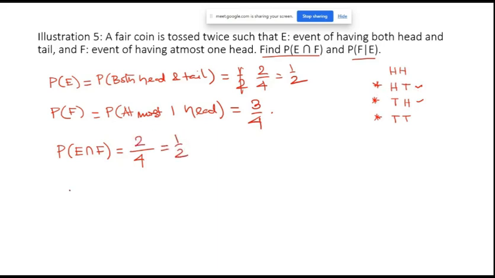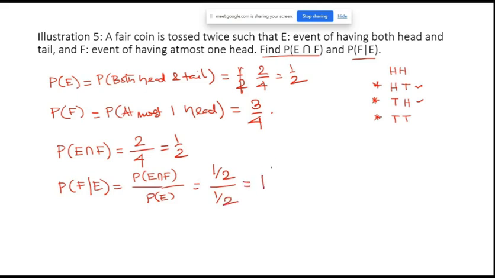Okay. Now let us look at this probability of F given E. If you go by the formula, this is equal to probability of E intersection F divided by probability of E. That is the formula. This E is the given, so E will come in the denominator. The numerator, E intersection F, just now we computed to be half, and this I have computed to be half. So this has come out to be 1.